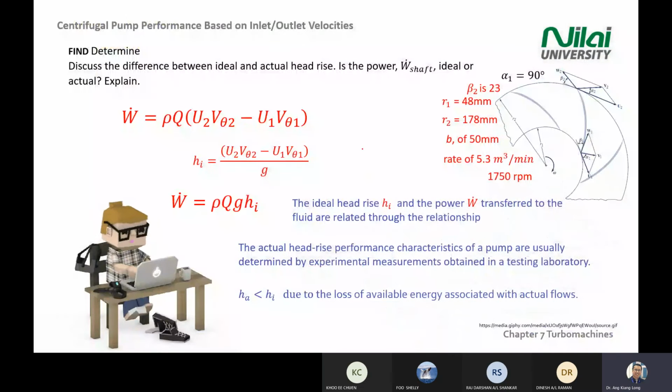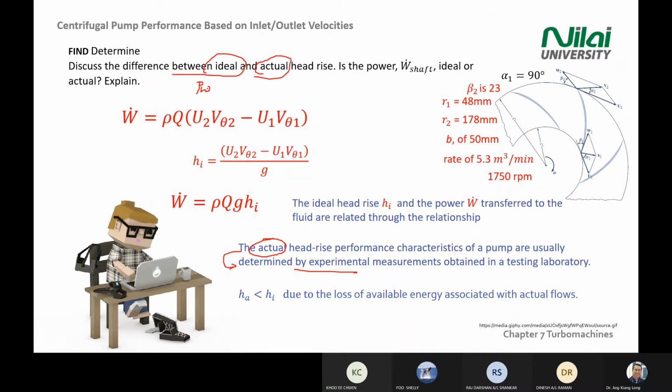Okay, the next one, something important here. The actual head race is by experiment. Okay, that's the note now. Actual head race, meaning what is the difference between the ideal case and the actual. Ideal means the perfect case. You can assume there are no losses inside the system. So your H ideal case, and actual.